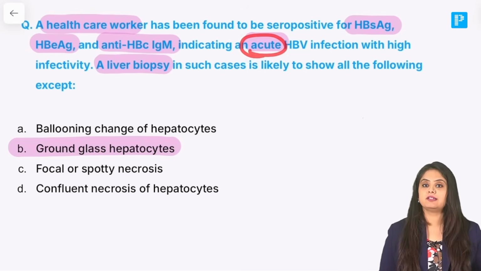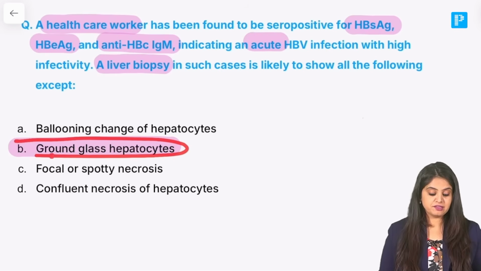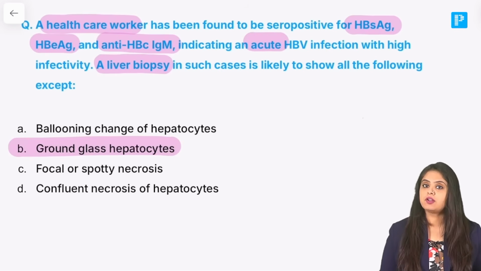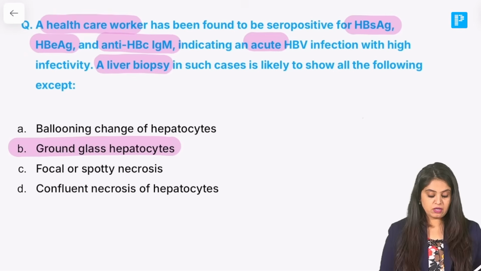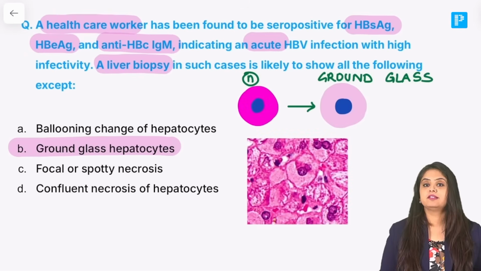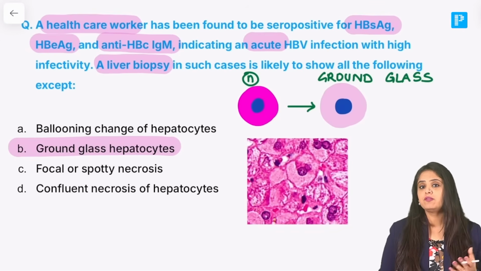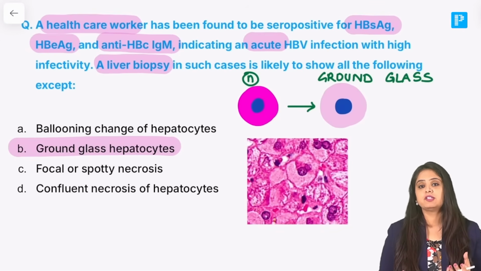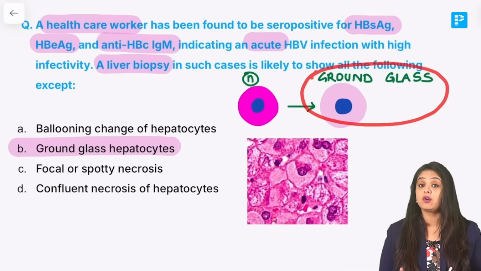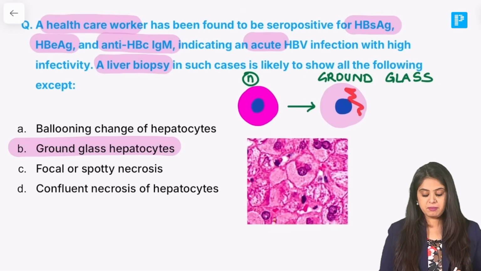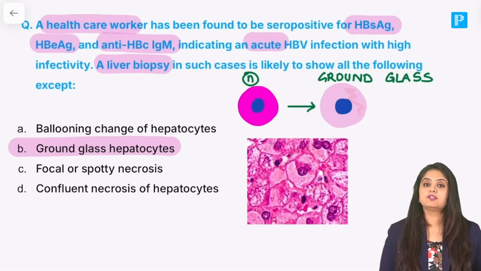of acute hepatitis B, and we know that ground glass hepatocytes are a feature which are seen in chronic hepatitis B. Now what is ground glass hepatocytes? Let's first understand the same. If this is a normal liver cell which looks very pink, you know why normal liver cell looks very pink? Because it has a lot of mitochondria. But when it is infected with hepatitis B chronically, it tends to start looking pale like the image over here, and that is known as ground glass.